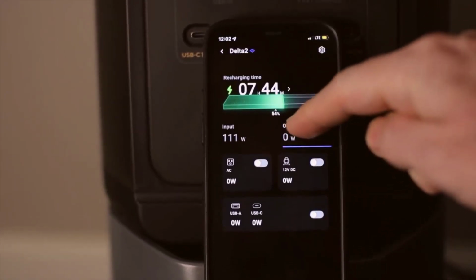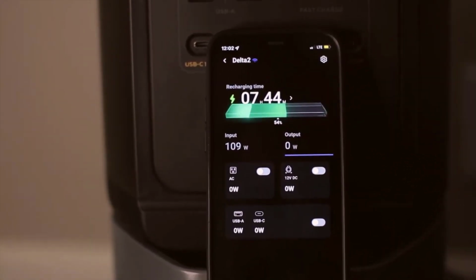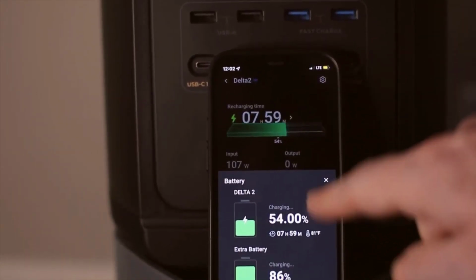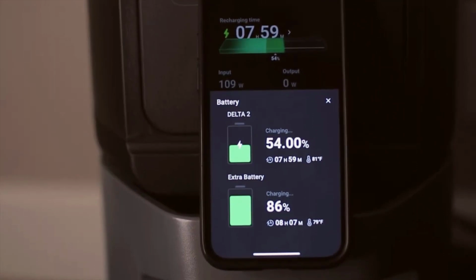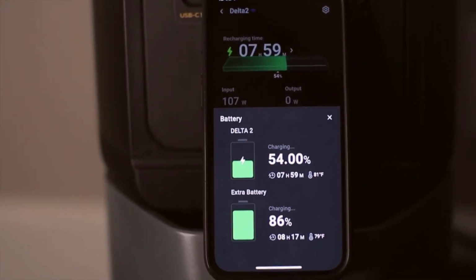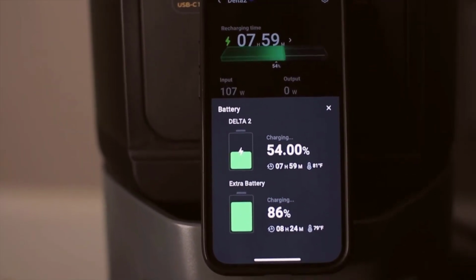This longevity is primarily attributed to its LFP, lithium iron phosphate, battery chemistry, which can endure over 3,000 charging cycles. This means you can rely on this power station for years to come without worrying about rapid capacity degradation.